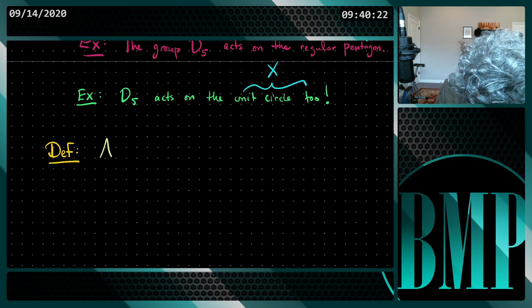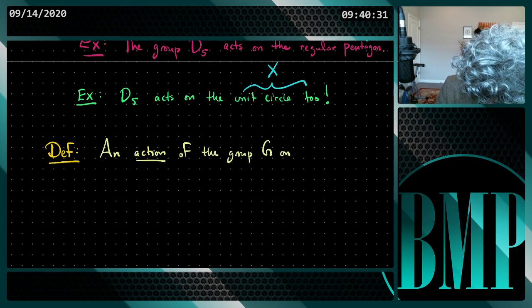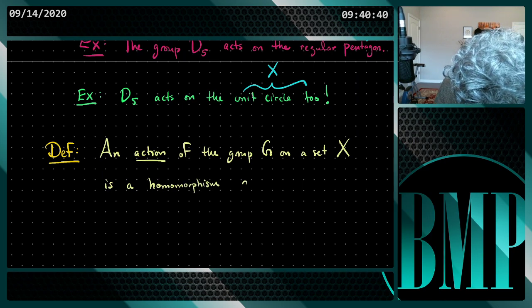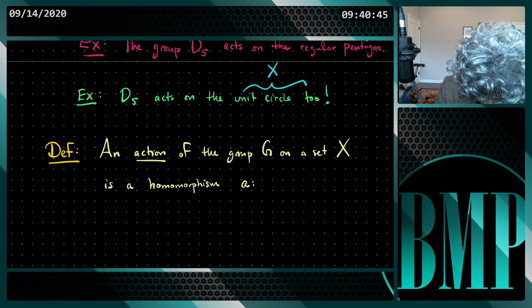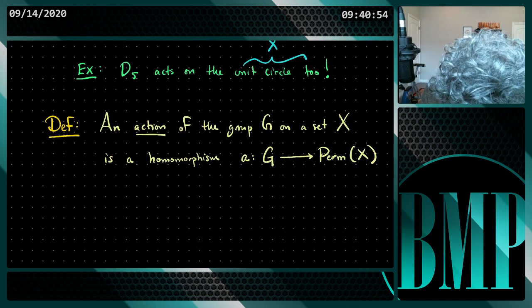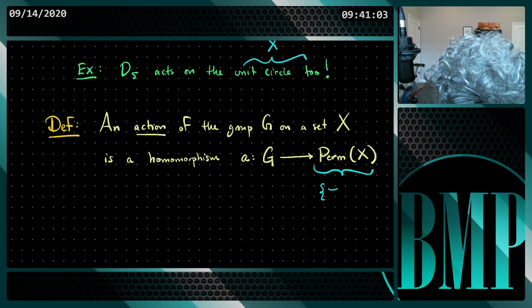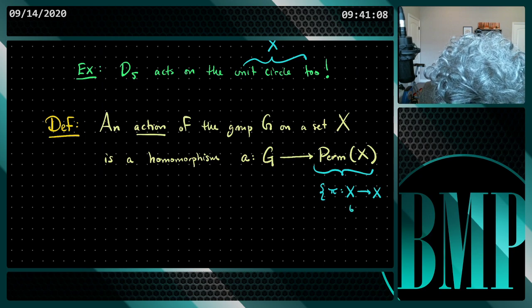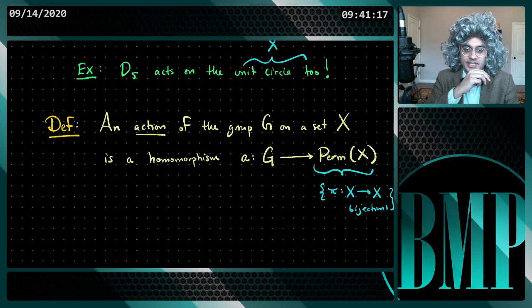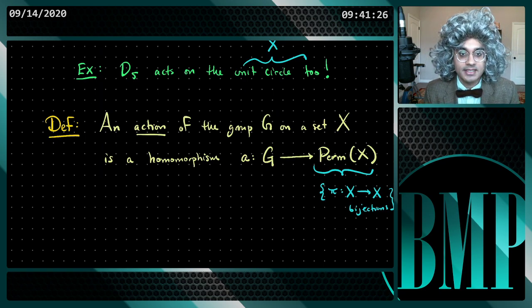So the definition is this. An action of the group G on a set X is a homomorphism, action A, I guess, from the group G to the group of permutations of the set X. This is the group of the set of all bijections. Pi for permutation, P. Okay, so permutation just means a bijection from the set to itself. And how do you compose, how do you multiply two permutations? Composition. That's always the implicit group law on a permutation set.